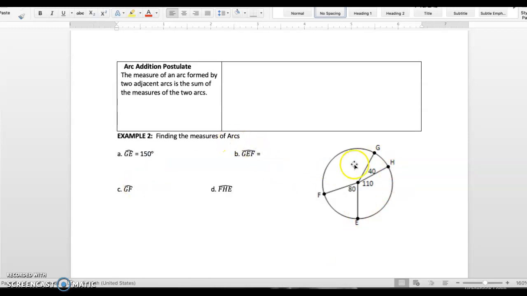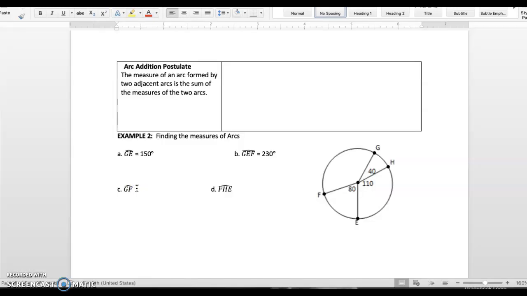For part B, we are talking about G to E all the way to F. So that means we are adding up all three of these central angles because all three of them encompass this major arc. So once again, 40 plus 110 is 150 degrees, and then 150 degrees plus 80 more is 230 degrees. So you're adding up all the different central angles that comprise this entire arc here.